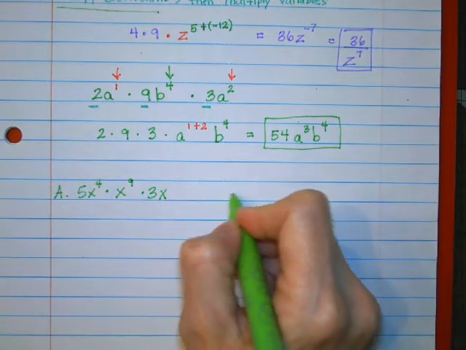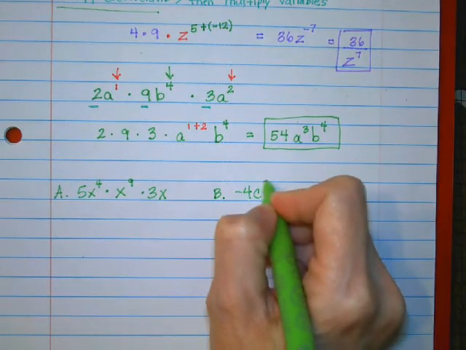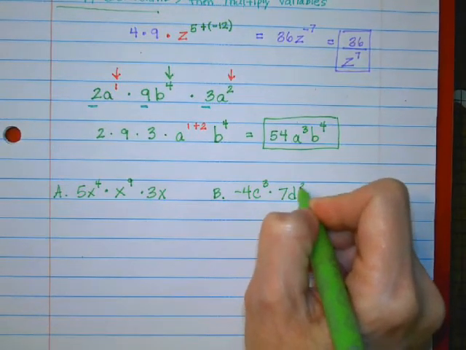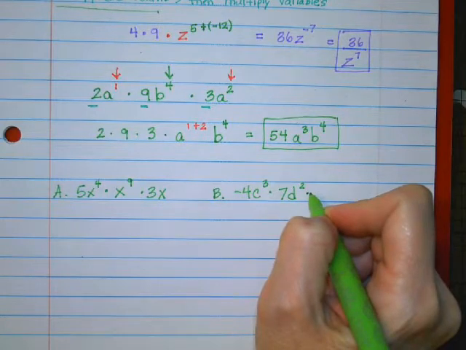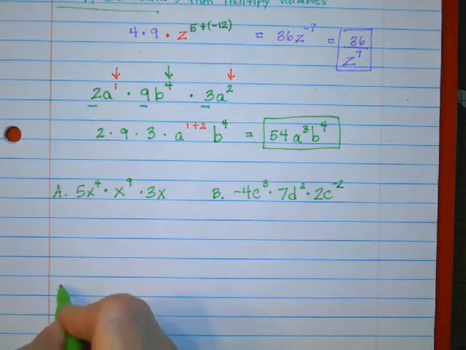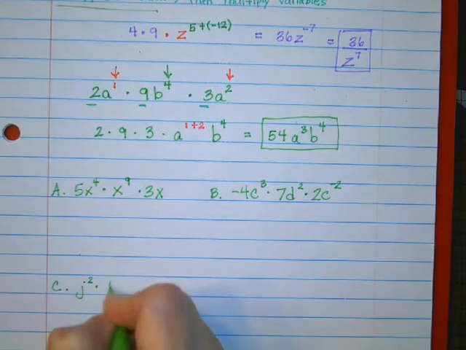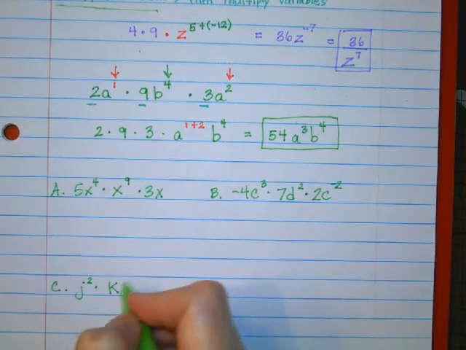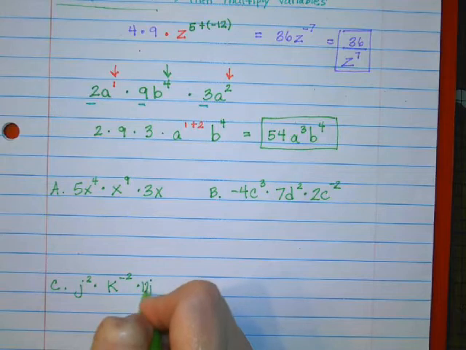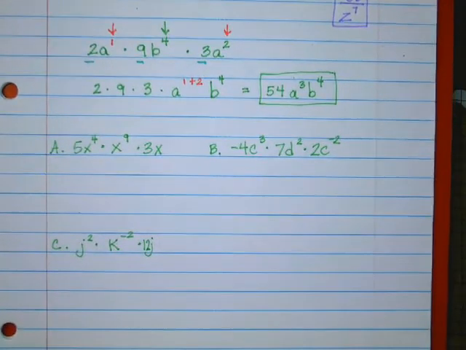Then we have our b, which is negative 4c to the 3rd times 7d to the 2nd times 2c to the negative 2. And then we got our c way down here, which is j to the 2nd times k to the negative 2 times, I'm sorry, not just regular j, 12j, squeeze him in there, 12j. All right, so now we're going to take these three and we're going to simplify them.